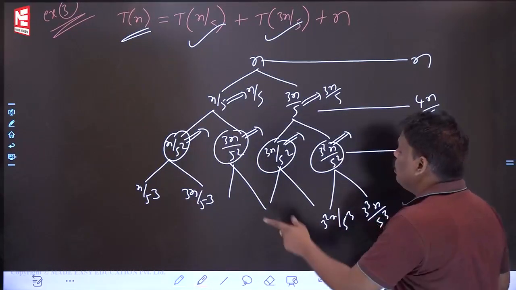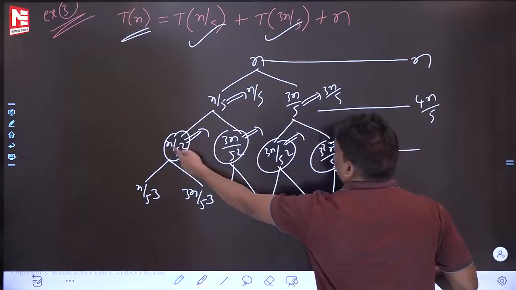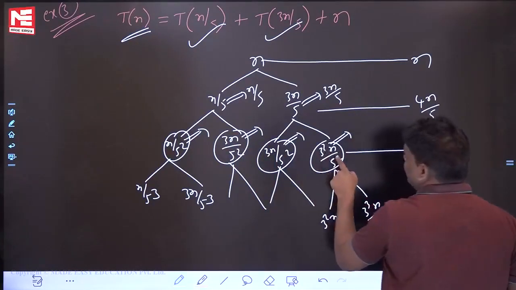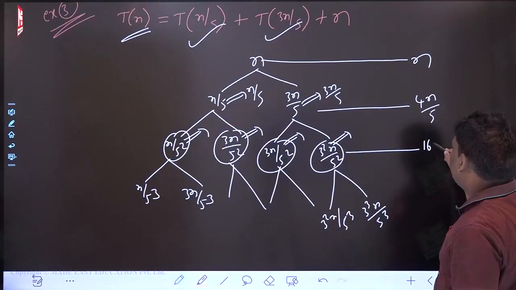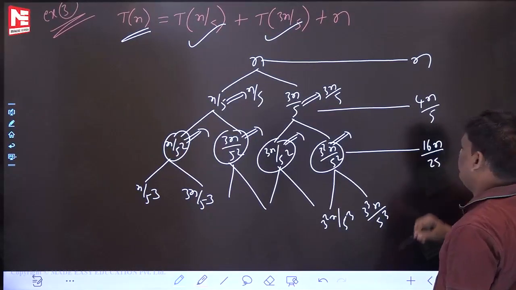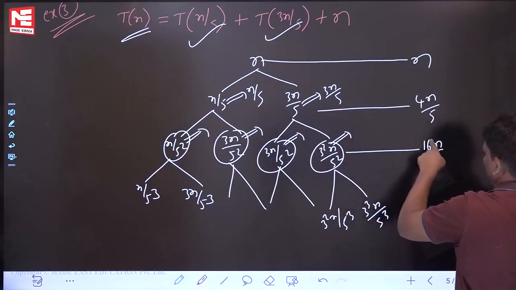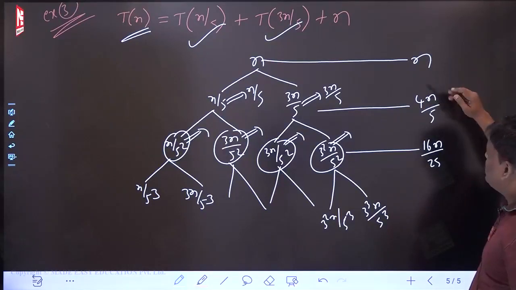Add all of them. Below is 25. What is the above? Below is 5 square. What is the above? N, 3n, 4n. 4n plus 3n, 7n. 7n plus 9n, 16n. What is the answer? 16n by 25. Below 25, above 16. First level, second level is different, which means a series is coming.